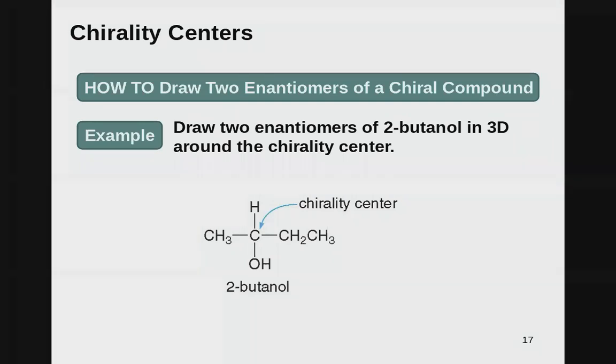So what does that bring us problem-wise? Well, we're going to go over more of these Wednesday, but we'll do an example here. We're going to draw the 2 enantiomers of 2-butanol in 3D around the chirality center. In this case, we've already given you the chirality center of 2-butanol. Why is it 2-butanol? Well, we've got 4 carbons, and the oxygen is coming off the second carbon from the left. So 2-butanol.